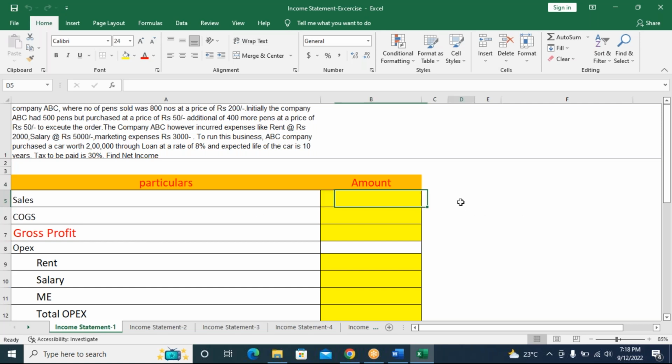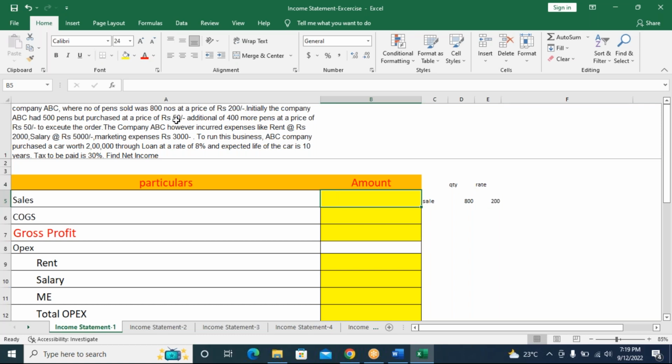So sales, how much has happened? Just see the number of pens sold. We have sold 800 numbers. So here, sales quantity is 800, at the rate of 200 rupees. The purchase has happened 2 times, but the sale has happened only 1 time.